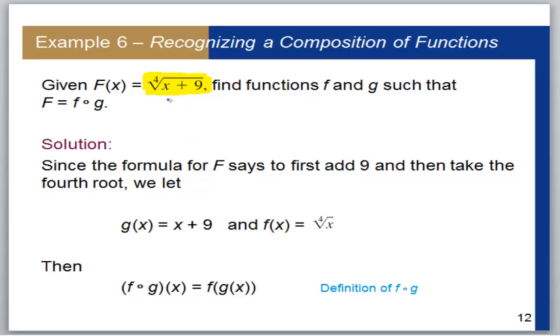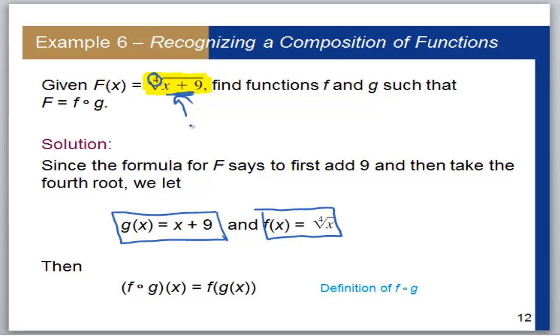You're first taking your input x and adding 9 to it, and then you're taking the fourth root of that. So I can break this up into 2 simpler functions, one being x plus 9 and the other being the fourth root of x. And the only thing you have to be aware of here is order, again, right? Because we said that in general f of g and g of f are not the same function.